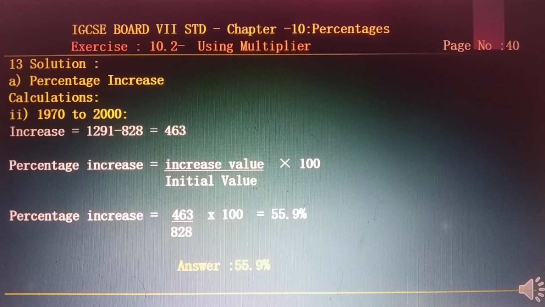In the same way, for the years 1970 to 2000, same way we are doing the increase. The increase value is 463. Finally we are getting, as per the calculation, 55.9%.